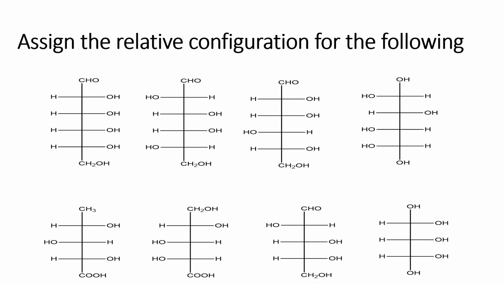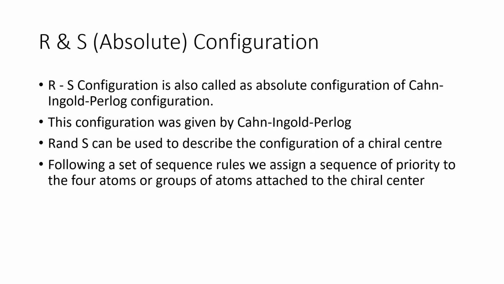Now we will go to the most important nomenclature of stereochemical molecules, that is R and S, or the RS configuration, which is also called the absolute configuration. Okay, the RS configuration is also called the absolute configuration. So this is applied to all the molecules which have a stereogenic center. That means a stereogenic center is a carbon having 4 different groups.